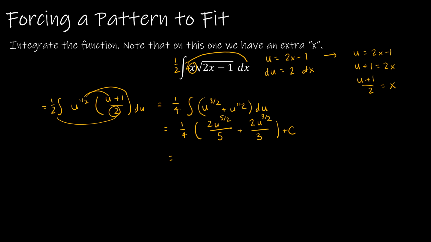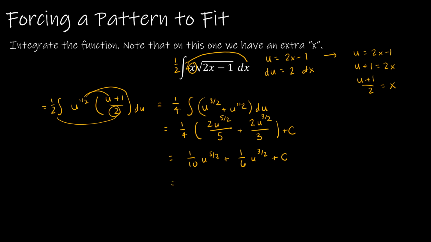So this would turn into 2 and 4 would reduce. That would give me 1/10 u to the 5/2. This would give me, let's see, 2 over 12, so 1/6 u to the 3/2 plus c. And then, of course, I could replace those values with u.